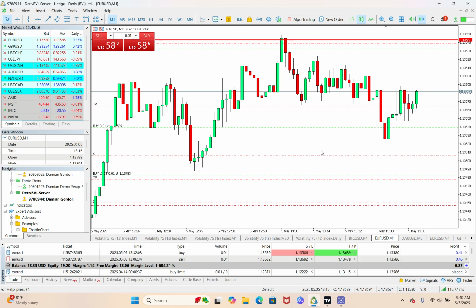Oh wow, buyers with a big run to the upside. Can they keep it up or will sellers resist them? Oh wow, big push by buyers. Sellers are resisting. Wow, not a big push by buyers. Sellers resisting. Buyers are trying to make a move. Sellers are holding them.